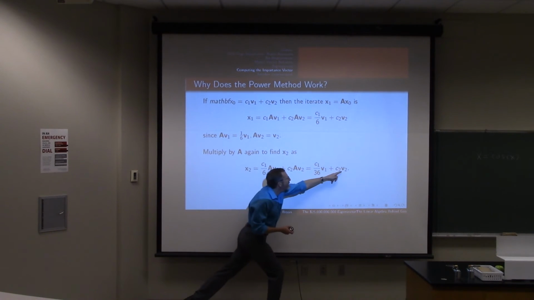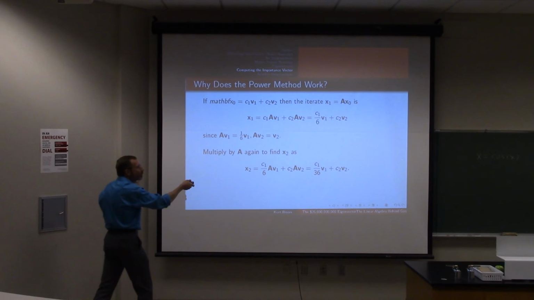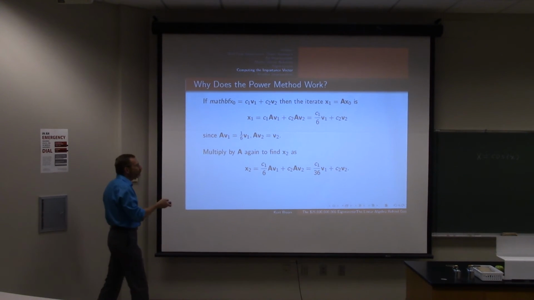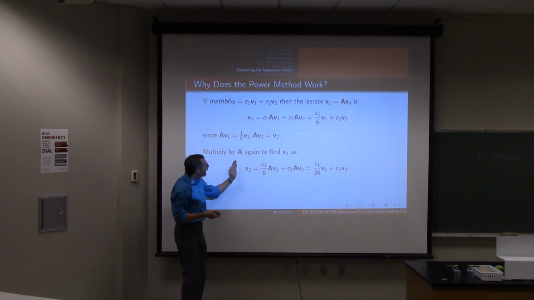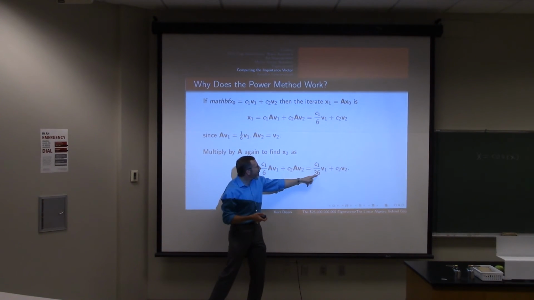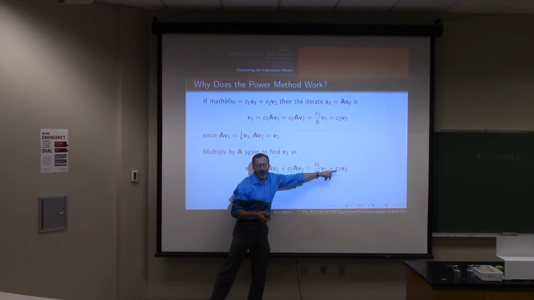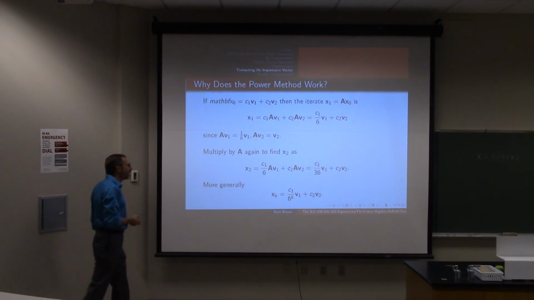AV2 is V2. So this is what I get when I multiply my initial guess by A twice. And it's pretty easy to see what goes on if I continue this process. If I multiply x2 by A, it's going to result in a 6 cubed down here, C1 over 216. This term will just sit there rock solid, unchanged, because A times V2 is V2, over and over and over again. This is what it looks like.